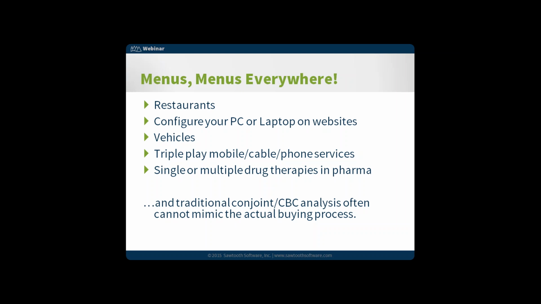When you go to buy products in the real world, you'll find menus everywhere. For, of course, restaurants, that's the typical menu. But when you go to buy technology products online, such as a laptop, you're often configuring your product before you purchase it on a website. When you go to buy a new product, such as a new vehicle, you might get involved in some sort of menu-based exercise as you configure the vehicle with the options that you want before you purchase it.